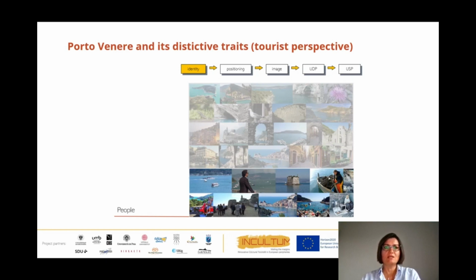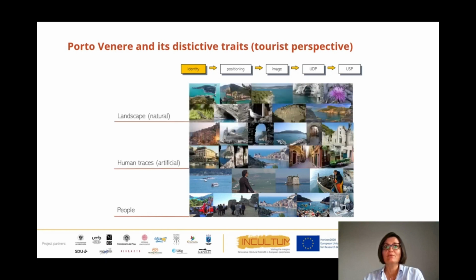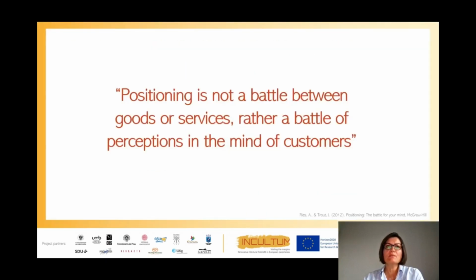The human factor can be expressed both at individual level, thanks to particular and representative subjects, or at a group level, considering the local community and its organizations, for example, associations. Here is an overview of what we saw so far of Porto Venere. Local identity can form the basis of the destination positioning strategy, which is our second step.